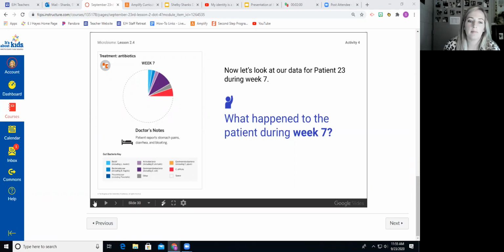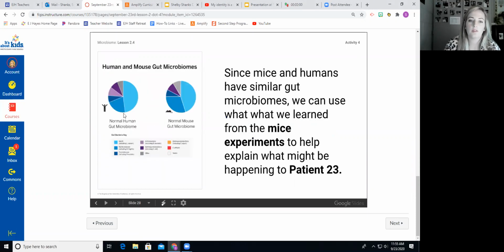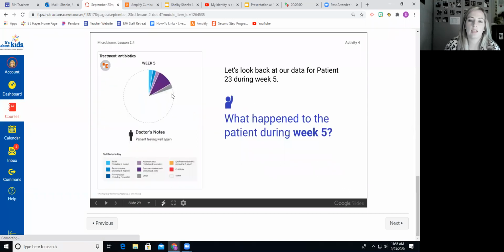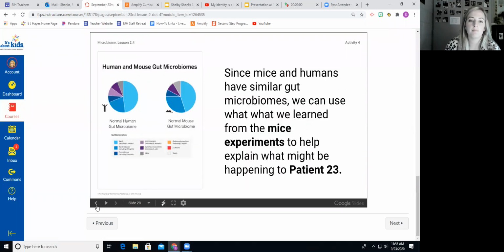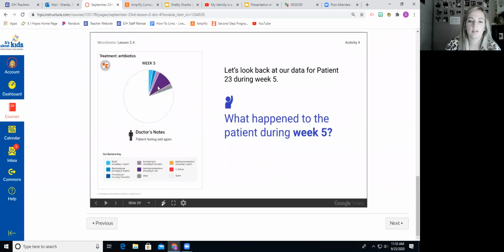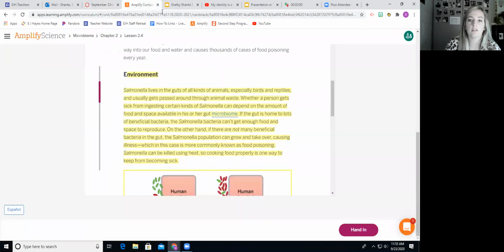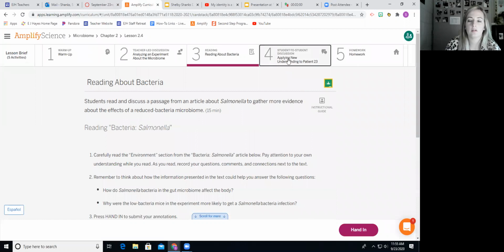Okay, Krisha said it would have a hard time entering the body. So if we are looking at this right here, this normal human microbiome, and we're looking at this right here, that C. difficile bacteria is going to have a harder time getting into that normal human gut microbiome than it is to this one right here during week 5. Okay? So that's what tab 4 kind of goes over.